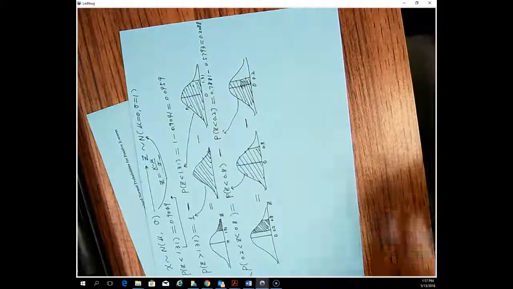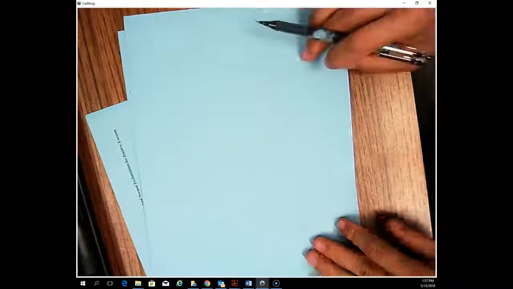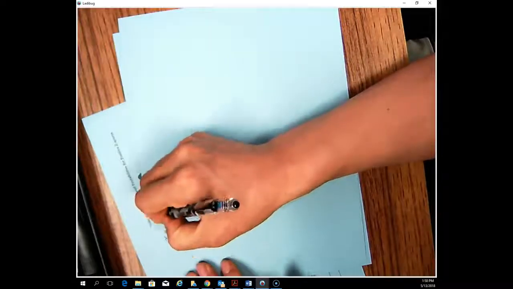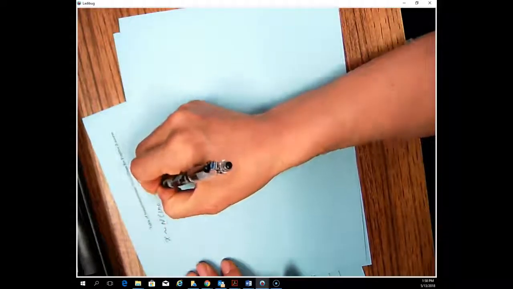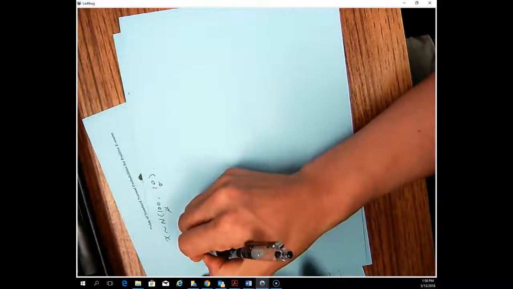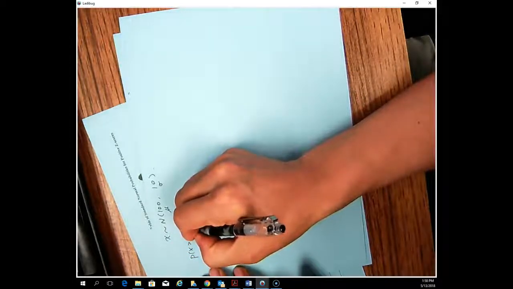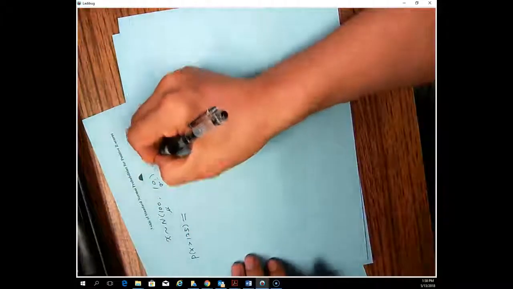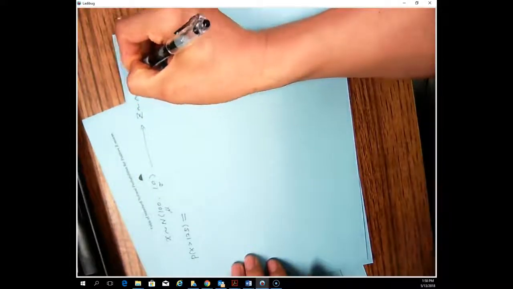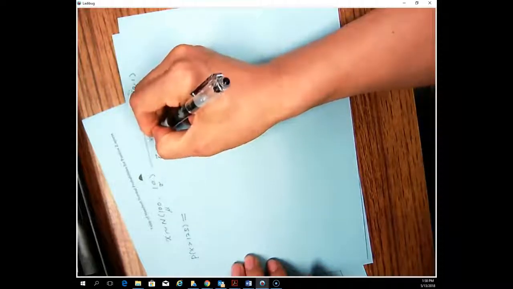Okay, so for example, let's look at this. If we have a normal distribution x with mean of 100 and sigma equal to 10, so this is mu, this is sigma. If we want to find the probability of x greater than 125, how do we do it? Keep in mind, we need to standardize into z by z equal to x minus mu divided by sigma.